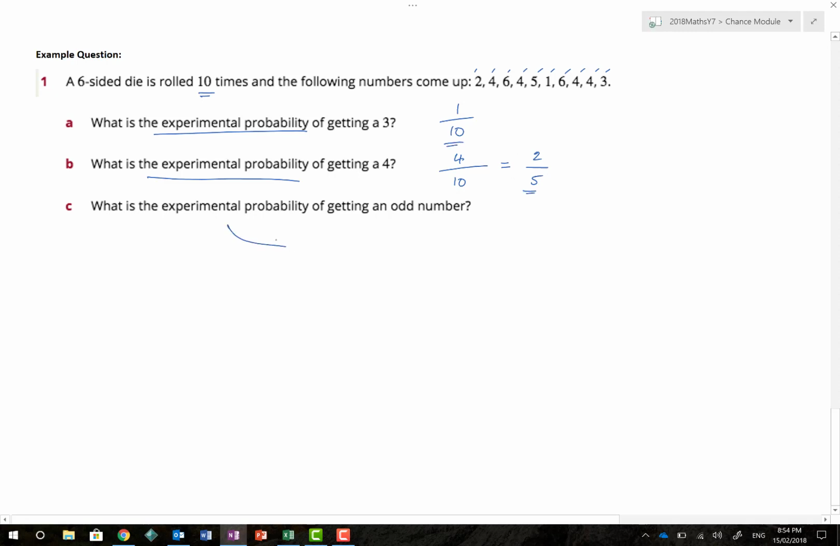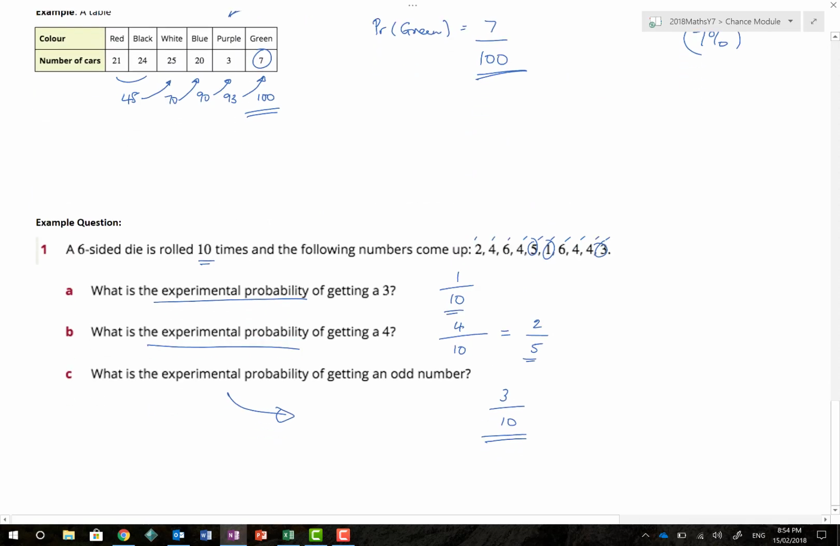And what is the experimental probability of getting an odd number? Now, when I do these questions, I actually put circles around all the numbers that are helpful to me. So is 2 odd? No. Is 4 odd? No. 6? No. 4? No. 5? There's 1. 1? Yup. 6? No. 4? No. 4? No. 3? Yes. How many circles do I have? I have 3 numbers that are odd. Still out of 10. I can't cancel it down.